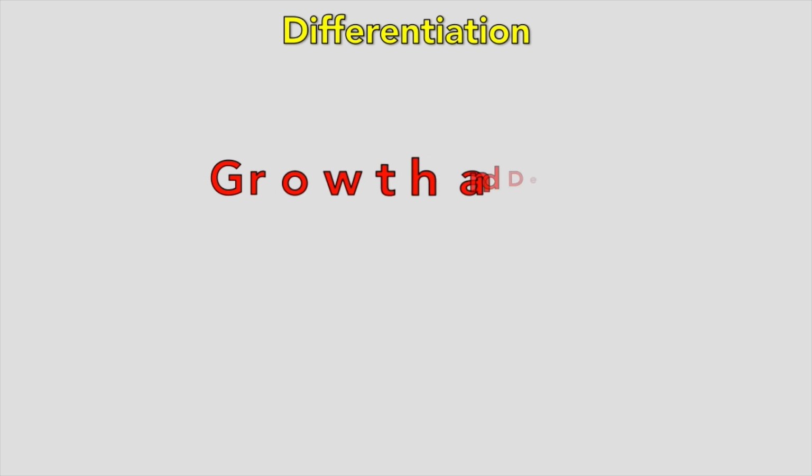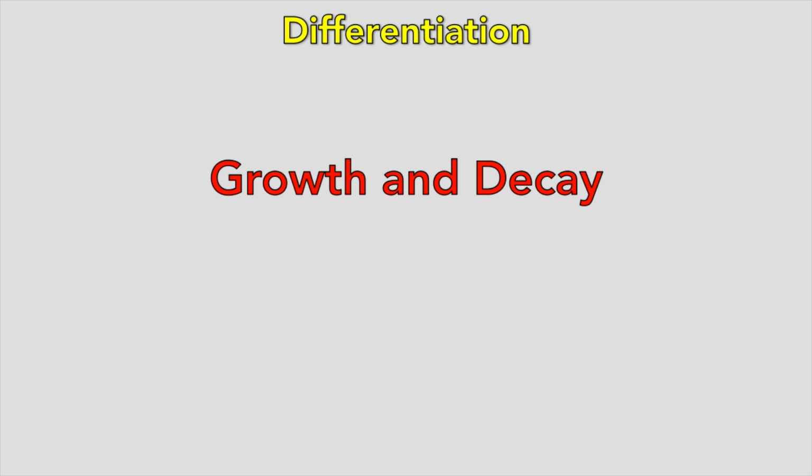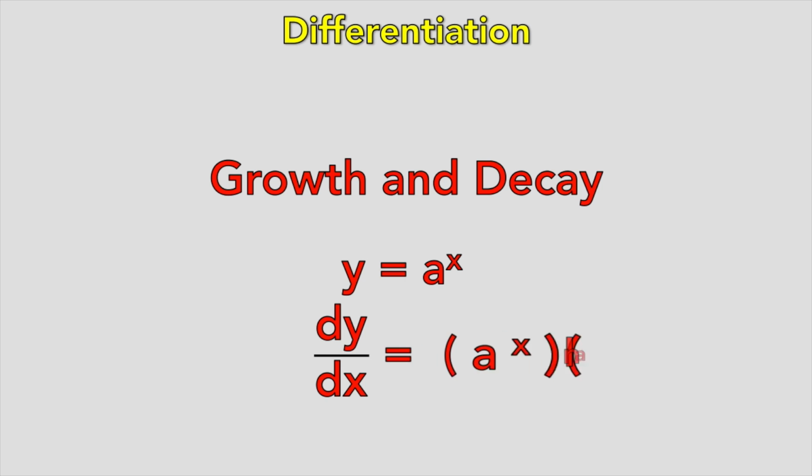Finally, a reminder from C3, the differential of a to the x, which is a to the x ln a. e is a special case because natural log e is just 1, as ln is log base e. That's why e to the x differentiated is just e to the x. But you need to know this, especially when you're doing growth and decay.